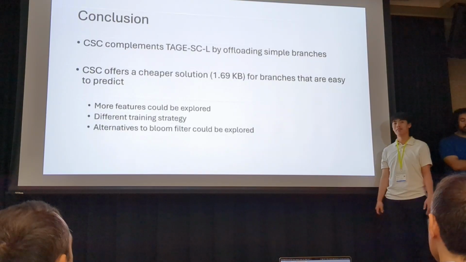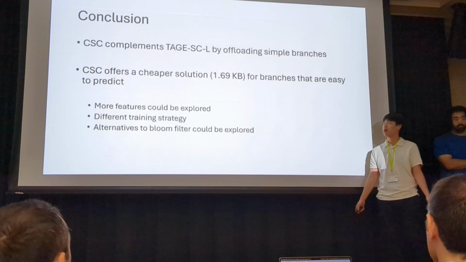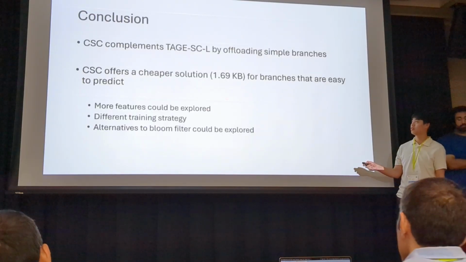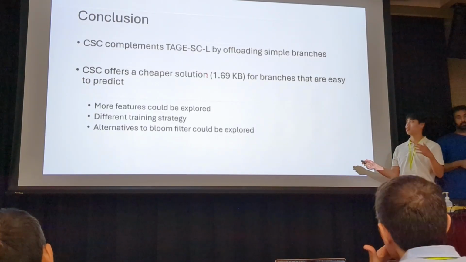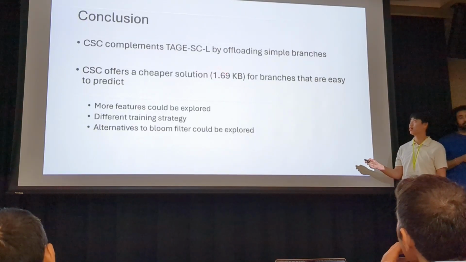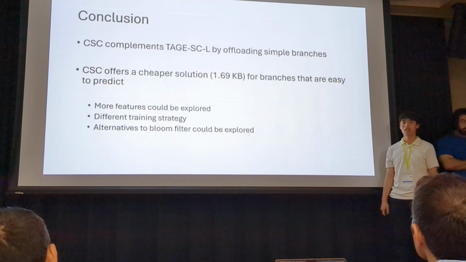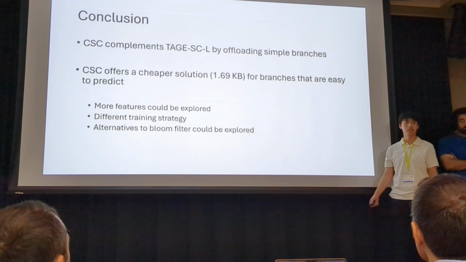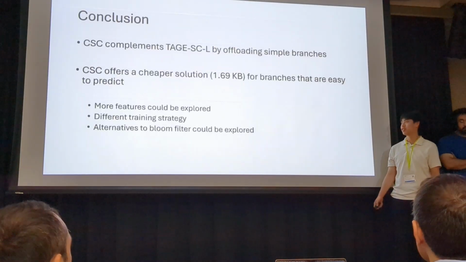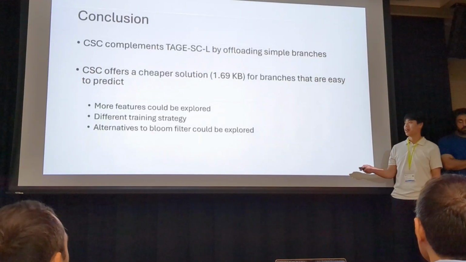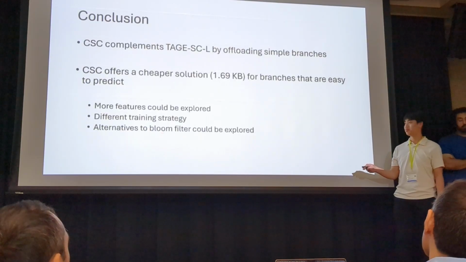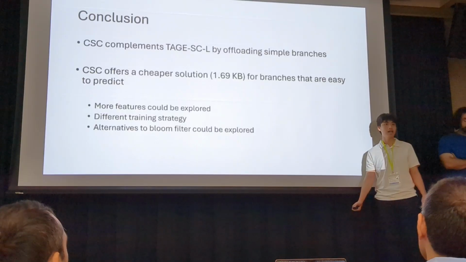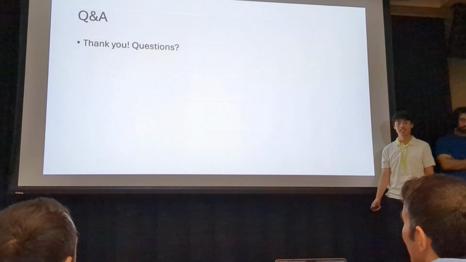In conclusion, our CSC complements TAGE-SC-L by offloading some easy to predict branches. It offers a cheaper solution, with the actual CSC tables taking up 1.69 kb for branches that are easy to predict. In the future, more features could be explored, and different training strategies, like different allocation policies for CSC, could be explored as well. And importantly, alternatives to the big 20 kb Bloom filter could be explored. That's it. Thank you.